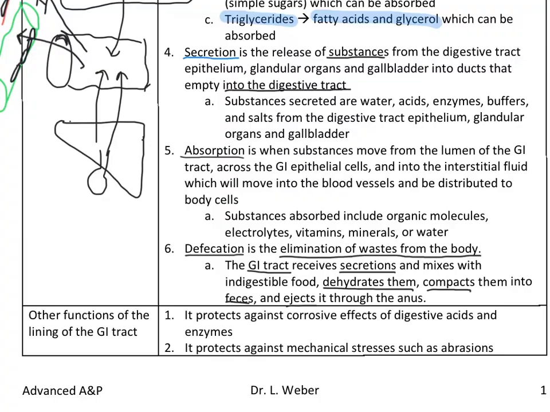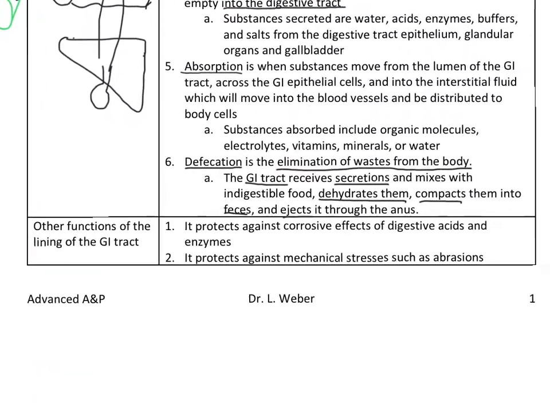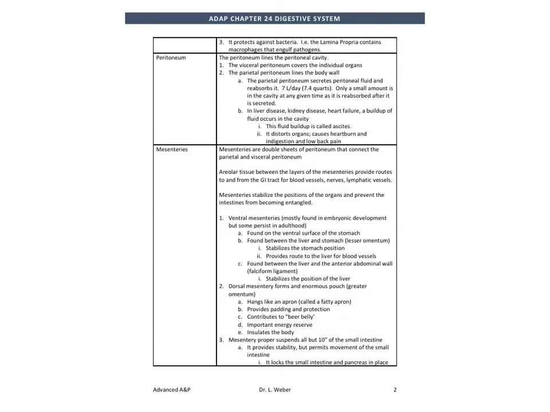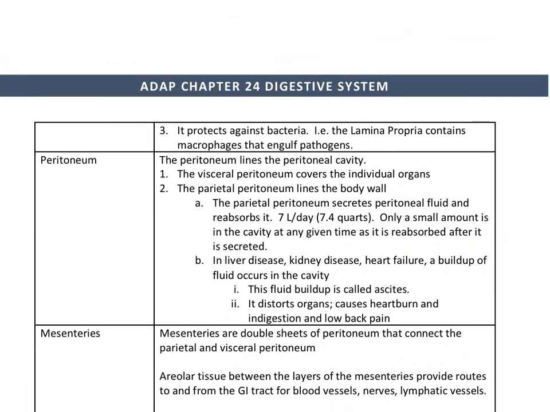Okay. There's some other functions of the lining of the GI tract, and that's mostly just protection. So protection against the digestive acids and enzymes that the GI tract is producing. Protection against mechanical stresses such as abrasions, as those fibers and proteins and substances come through the GI tract. They're kind of tough on the walls of the digestive tract. And then also the digestive tract protects against bacteria. So there's a layer we're going to look at called the lamina propria, and the lamina propria contains macrophages that engulf pathogens.